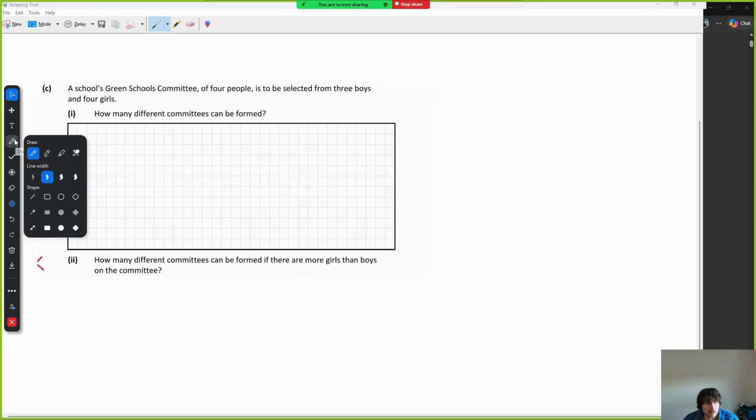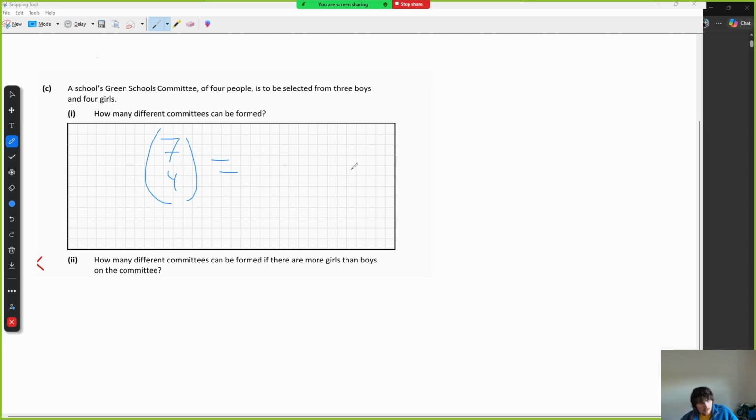A committee of 4 people is to be selected from 3 boys and 4 girls. How many different committees can be formed? So you've really got 7 people here, and you have to choose 4 of them. So it's pretty straightforward: 7 choose 4. Hopefully that makes sense to people. You're choosing 4 people from a total of 7 people, and that's 35.